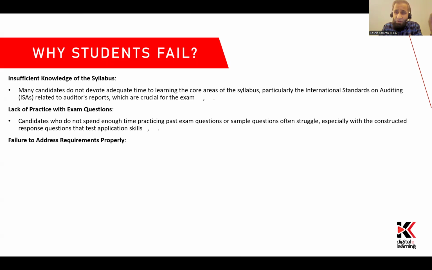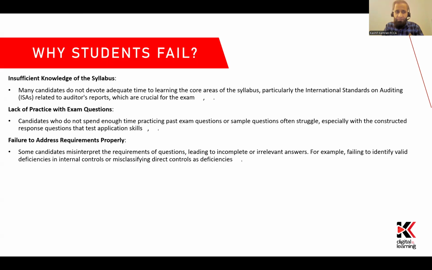Number three is a failure to address requirements properly. This is for section B. In section B, you have 3 constructed response questions, 1 of 30 marks and 2 of 20 marks. You need to read and understand the requirement well, because only if you read and understand the requirement well can you write a good answer. If you don't understand the requirement, or you partially understand it, or you didn't understand it from the perspective the examining team would have liked, you're giving a wrong answer. So understanding the requirement is also important. And when I do practice in my classes, I lay a very strong emphasis on understanding the requirement, which is crucial.